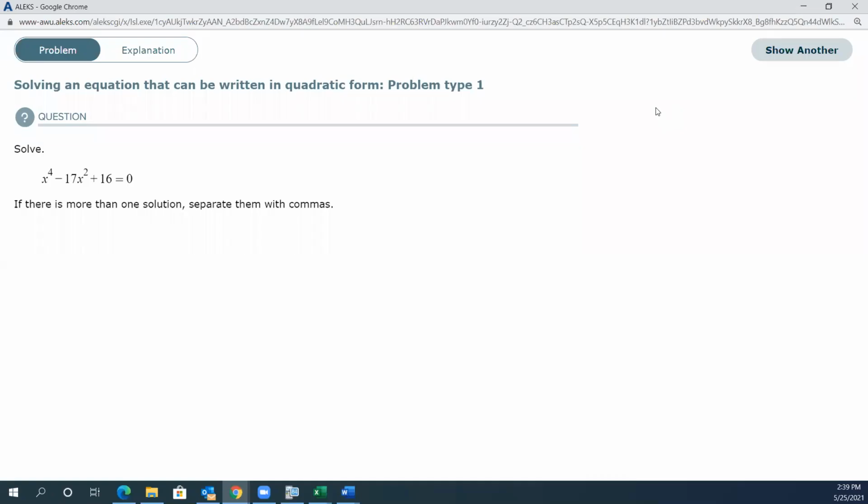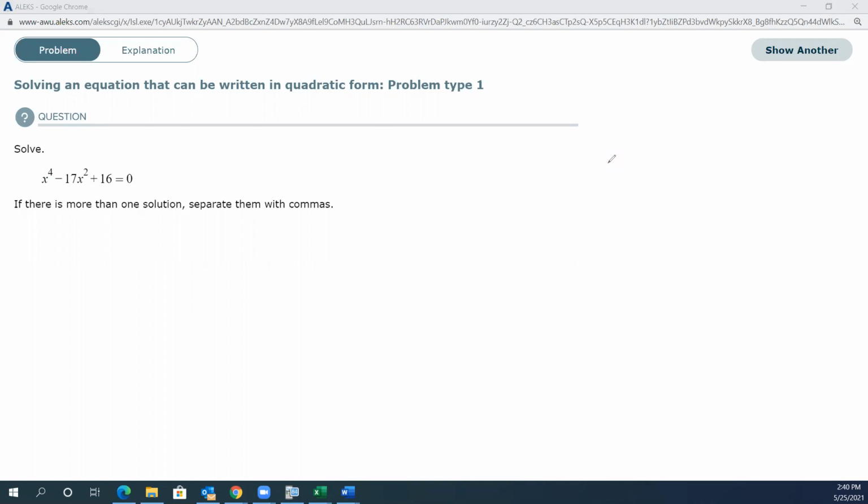All right, so now let's see how we can solve an equation that can be written in quadratic form. One way to do this is to recognize that you can use the quadratic formula on any trinomial as long as this exponent is double that one. Doesn't matter what it is, as long as it's double.